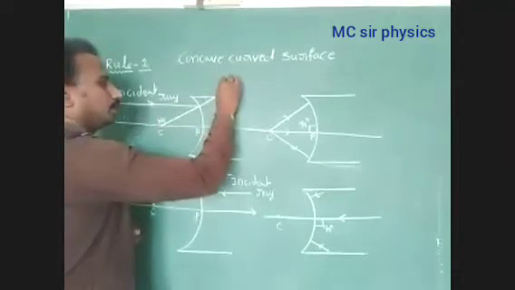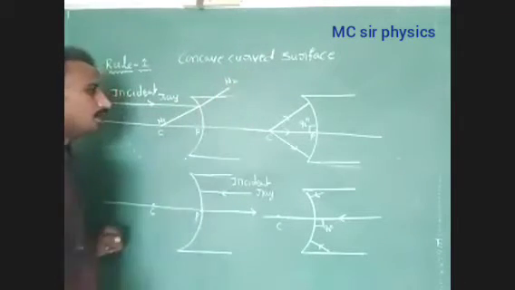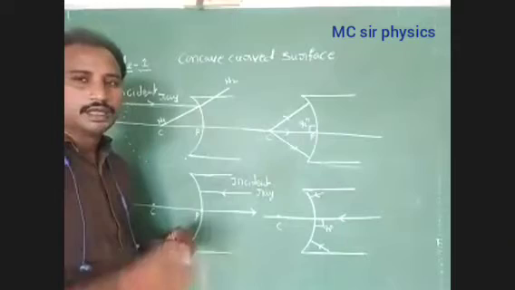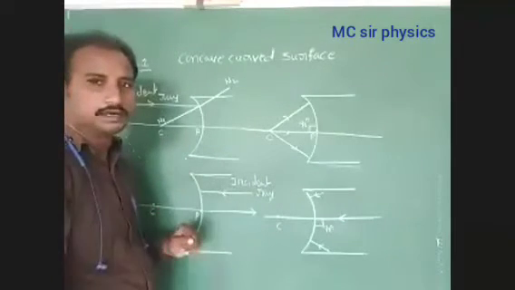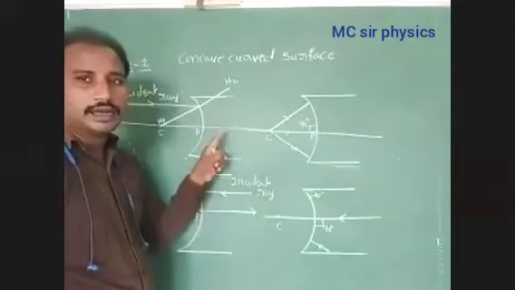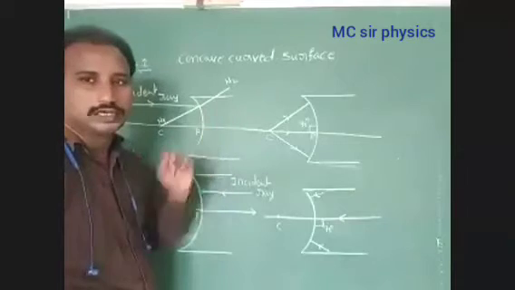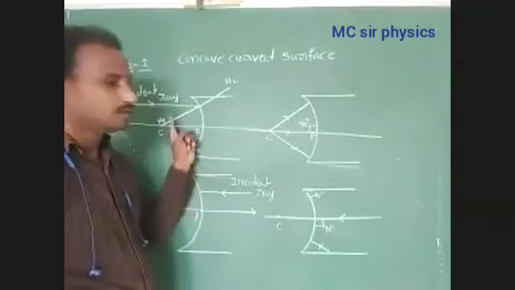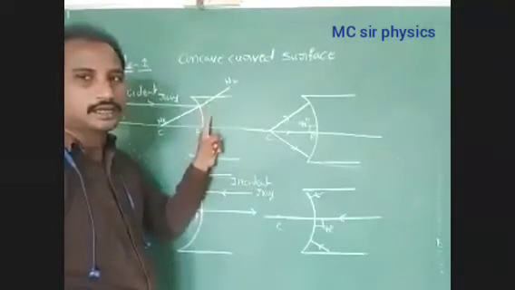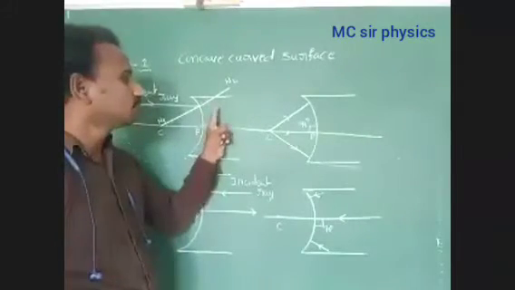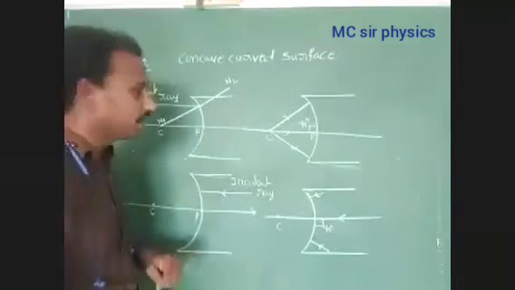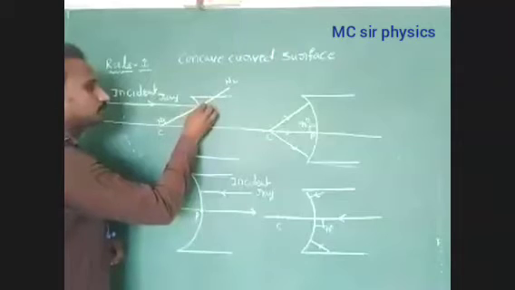N1, N2. If a ray of light is traveling from the rarer optical medium to the denser optical medium, then the light ray deviates its direction. Here, rarer to denser, does the light ray bend towards the normal or away from the normal? It bends towards the normal.